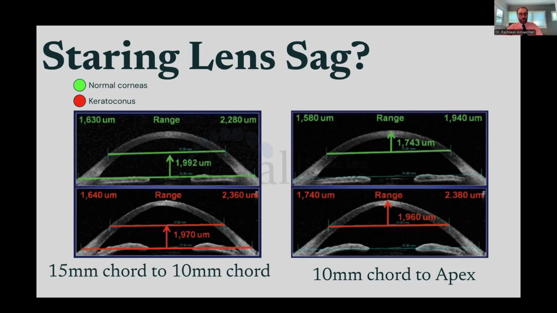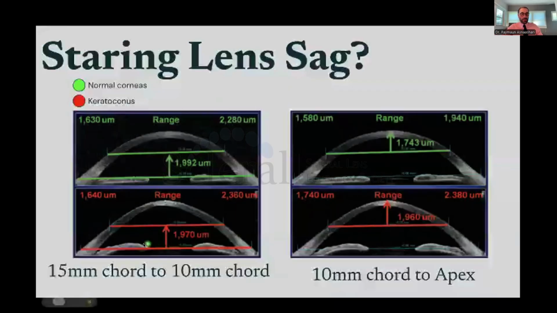If you look at the graph here on the left side, this is essentially taking sagittal height measurements from the base of the cornea, which is the 15 millimeter chord, and this is the 10 millimeter chord.